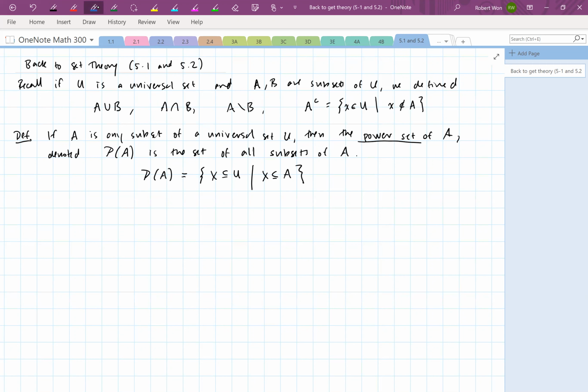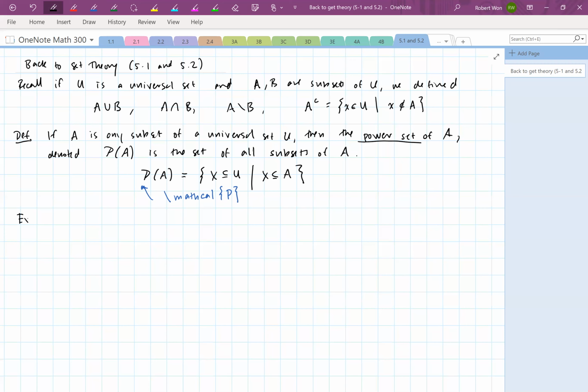Okay, and for those of you following along at home with LaTeX, the way to get this sort of script P is to do \mathcal, brackets P. That's for math calligraphic font. Okay, so that's the definition. But anytime you see a definition, you should think, okay, well, what does that actually mean? So by that, we should do an example, right?